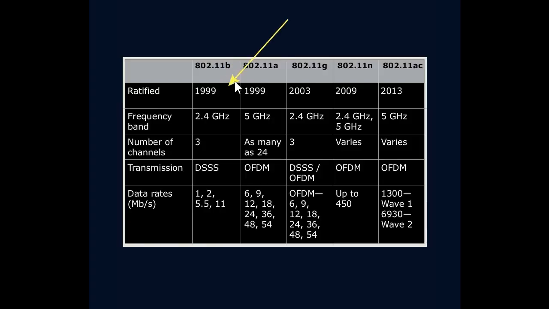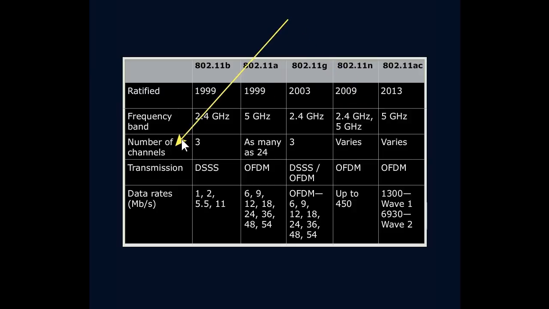So, as we look at that, again, what's at 2.4 versus what's at 5? So 802.11a, all the way back in 1999, we were using the 5 gigahertz bandwidth range. And 802.11n and AC continue to use that higher frequency range.